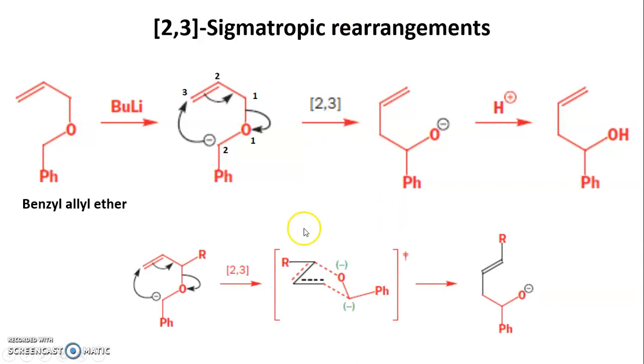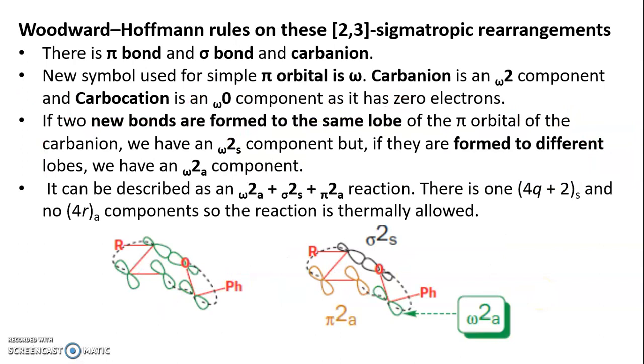The mechanism. Now here 3 plus 2, 5. So the transition state you can see is a half chair one and results in this product. Let's see about the Woodward-Hoffmann rule as we had seen for the 3,3 one. We have a pi bond, a sigma bond, and a carbanion. These you already know. So for the pi orbital, the new symbol is omega. Carbanion has 2 negative charge, so it is gamma 2, and carbocation has no electrons, so gamma 0.